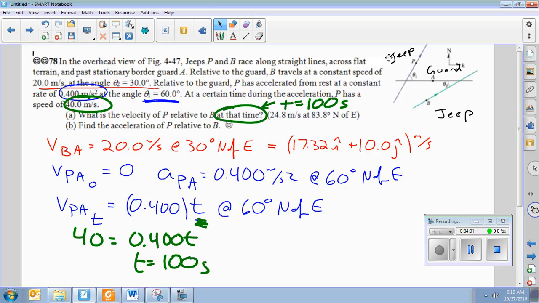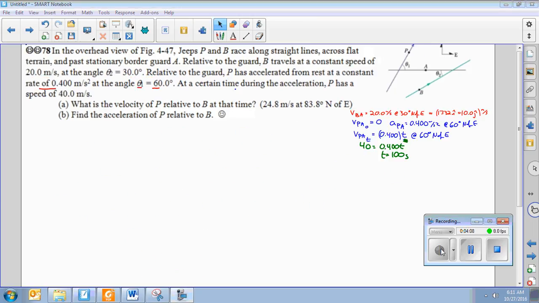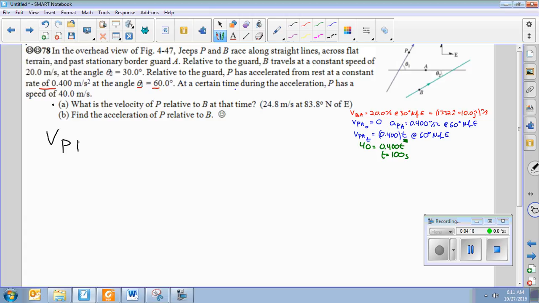So let's clear up some space here on the board. All right, so we freed up some space on the board here. So the next thing we've got to do, let's answer the question. Question A wants to know, what's the velocity of P relative to B? Well, all of our stuff over here is sort of relative to A. So we know that the velocity of P relative to B is the velocity of P relative to A plus the velocity of A relative to B, right? And we're talking about at that time. So our time here is t equals 100 seconds, right?